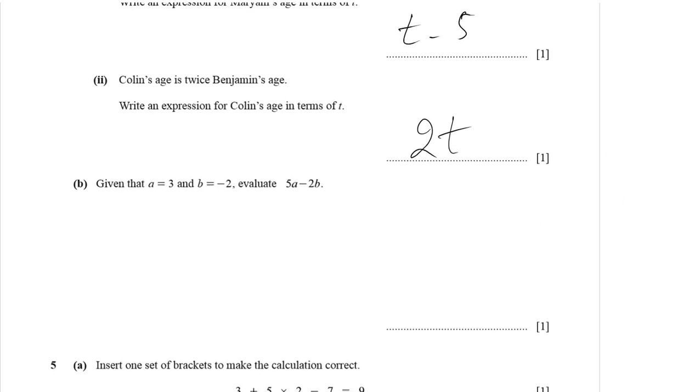Okay, substitution, question 5. Value of A is 3 minus 2. Value of B is minus 2. And it will be 15 plus 4, 19 would be your answer.